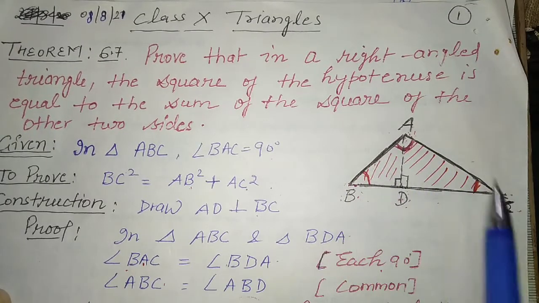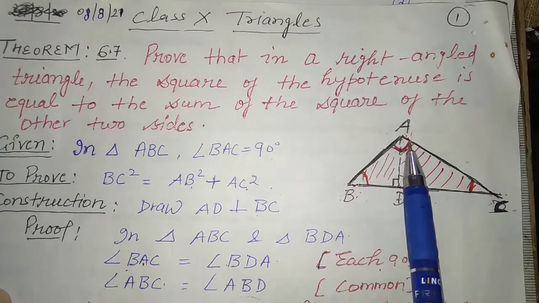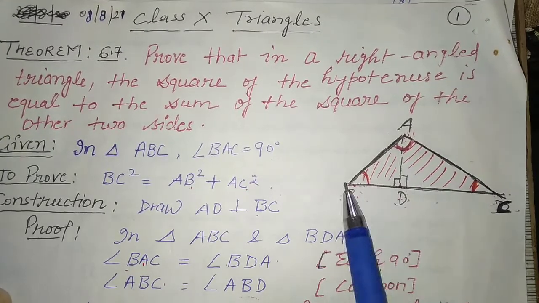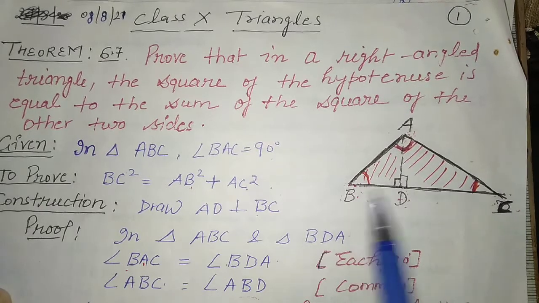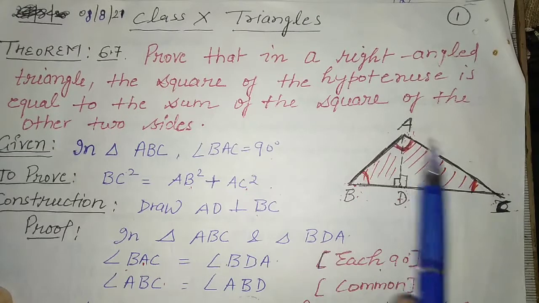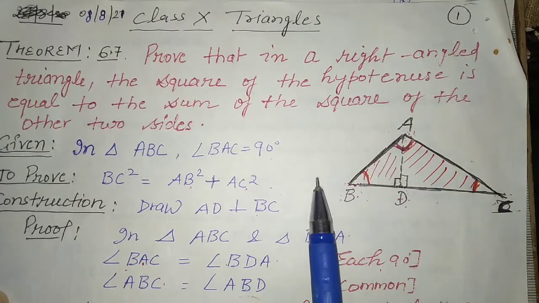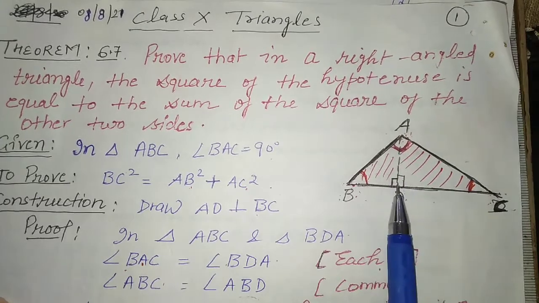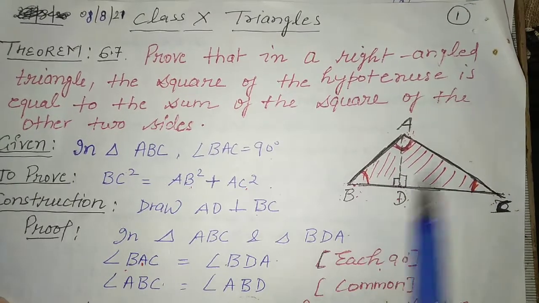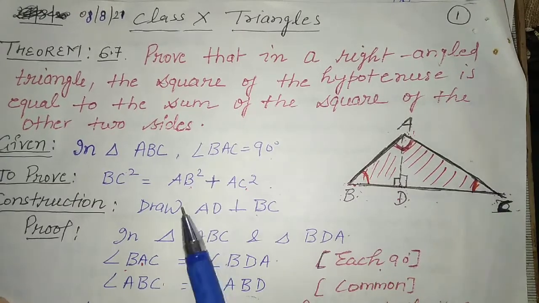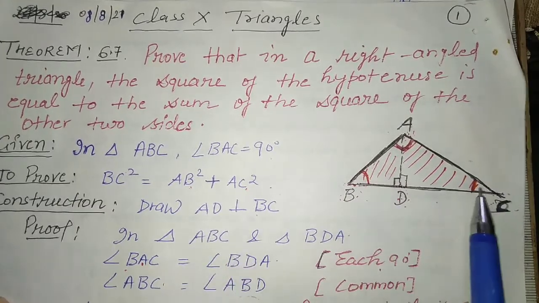This triangle ABC is given in which angle A is 90 degrees. So the side opposite the 90 degree angle is the hypotenuse. So the square of the hypotenuse, that is BC square, is equal to AB square plus AC square. To prove this, in this triangle we have to draw a perpendicular. So draw perpendicular AD on BC.